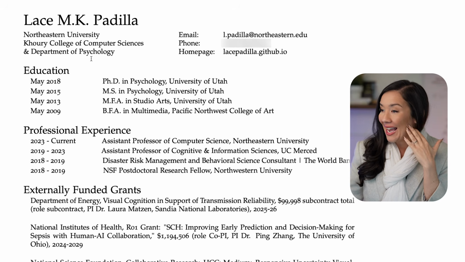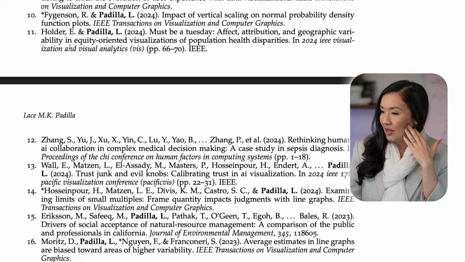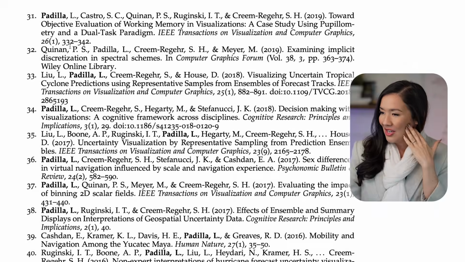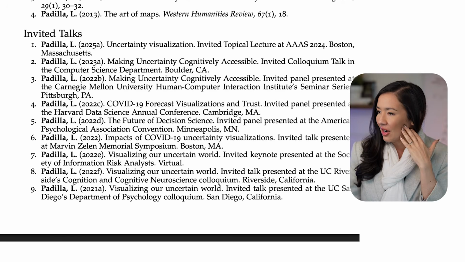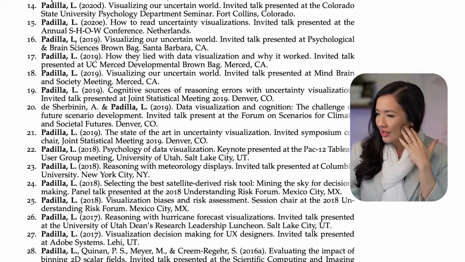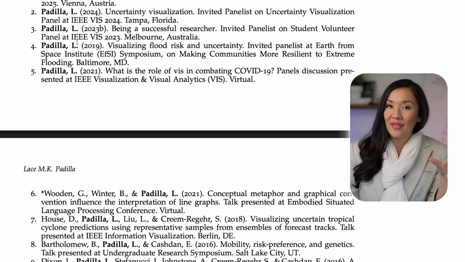For example, mine is 10 pages long, and there are sections like journal articles that go on and on and on, right? Things like, I think I have posters or invited talks here. They go on and on and on, etc. Okay, so I just wanted to show you this because it is very expected to have these long CVs. They need to be comprehensive.